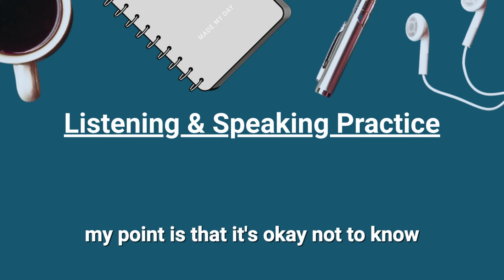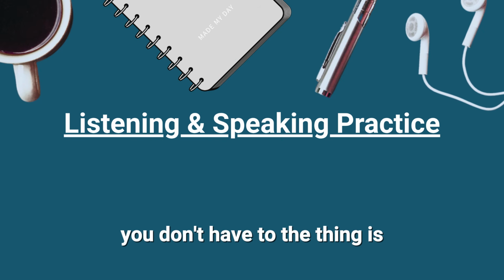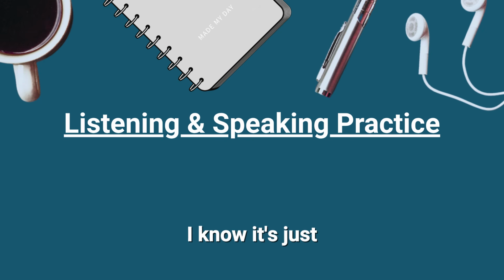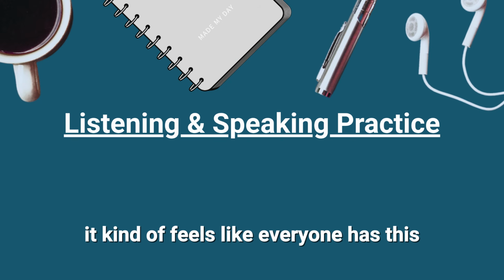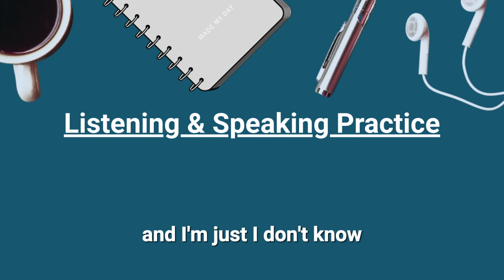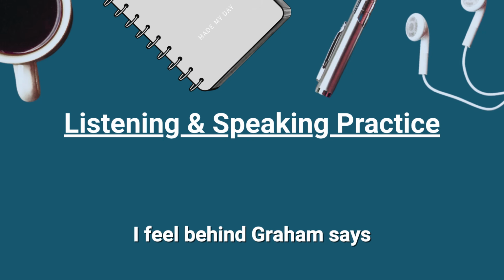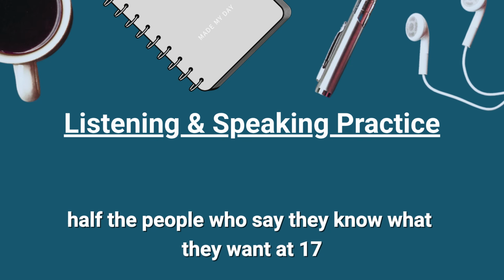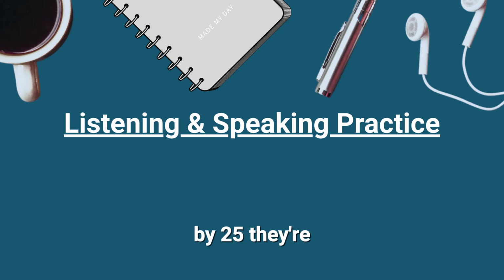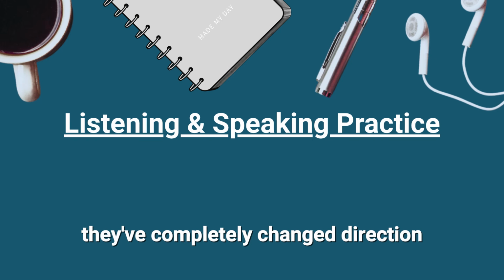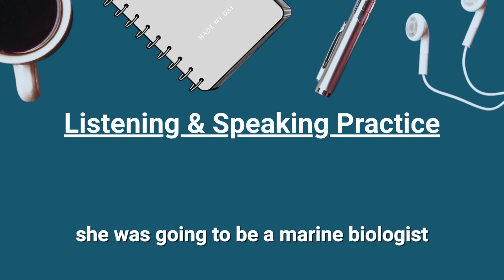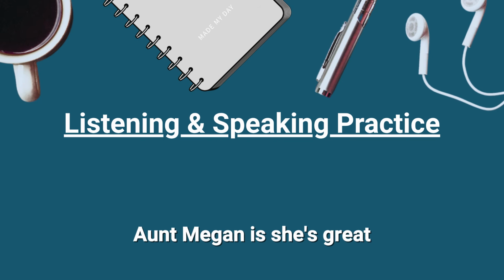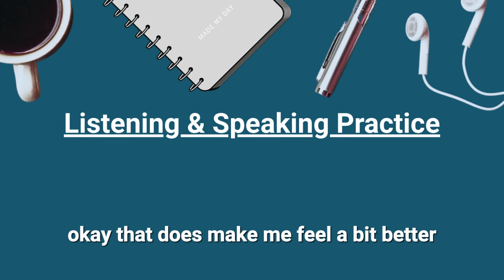Anyway, my point is that it's okay not to know. You don't have to. The thing is, you don't have to decide right now. You have time. Ruben says, yeah, I know. It's just, it kind of feels like everyone has this. Like they all know what they want, and I don't know. I feel behind. Graham says, that is so normal, Ruben. I promise you. Half the people who say they know what they want at 17, by 25, they've completely changed direction. Like your Aunt Megan. She was going to be a marine biologist. She runs a bakery now. She loves it. Ruben says, yeah, Aunt Megan she's great. Okay, that does make me feel a bit better.